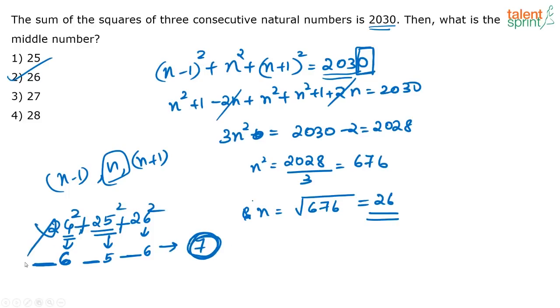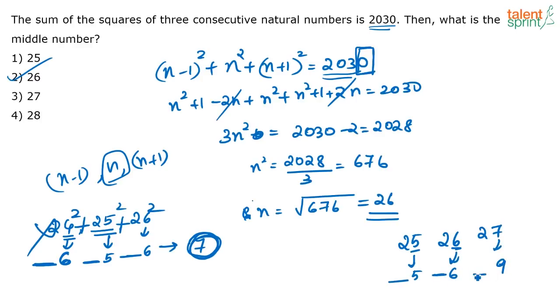Now look at option 26. If it is 26, right, the number before will be 25 and the number after will be 27. So what will be 25 squared? Last digit of 25 squared is going to be 5. Similarly, what is the last digit of 26 squared? 6.